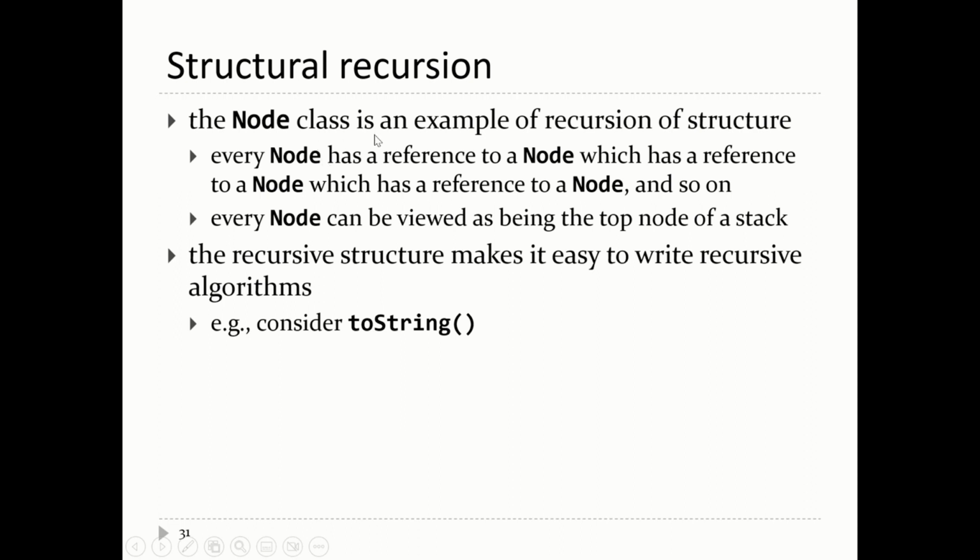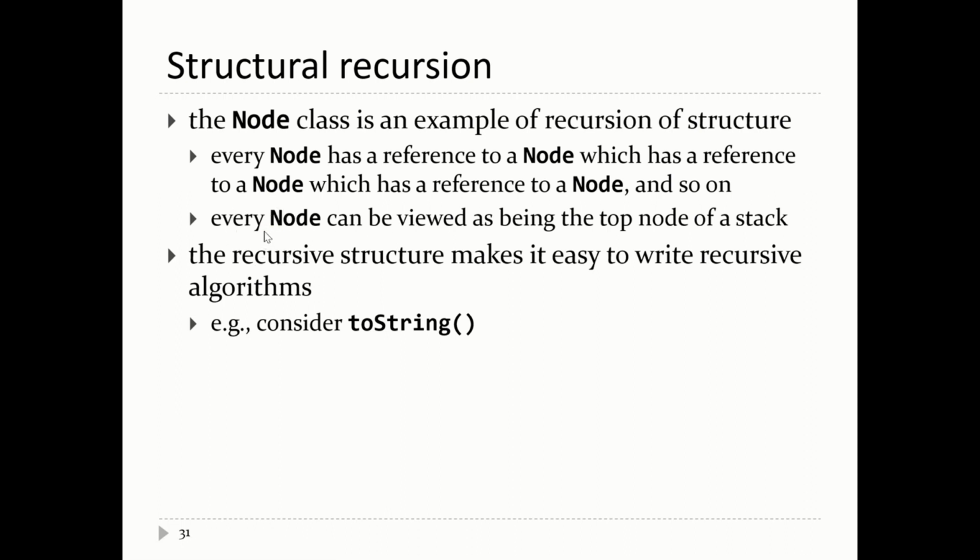So nodes are an example of structural recursion. Every node has a reference to another node, and that node has a reference to another node, and that node has a reference to another node, and so on, until you eventually get to a null link.